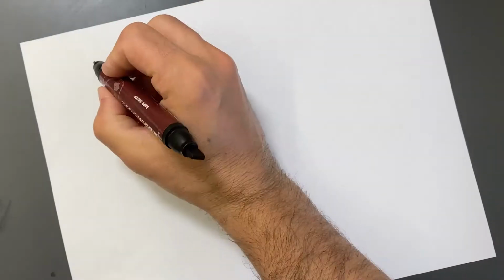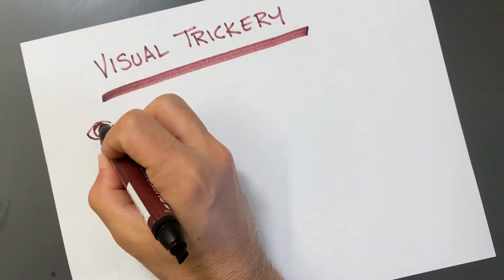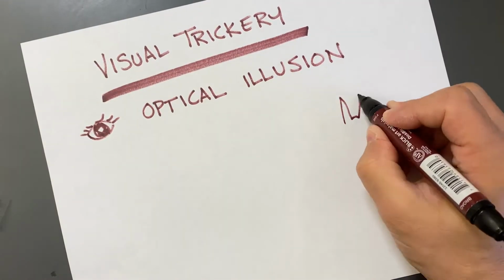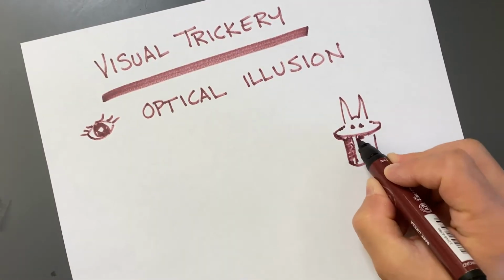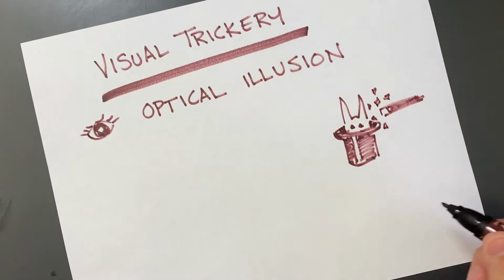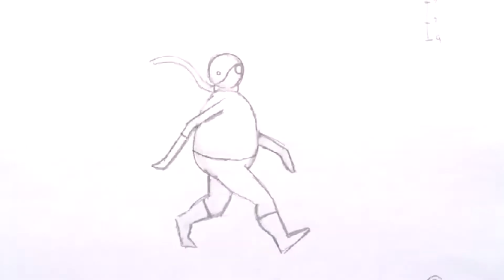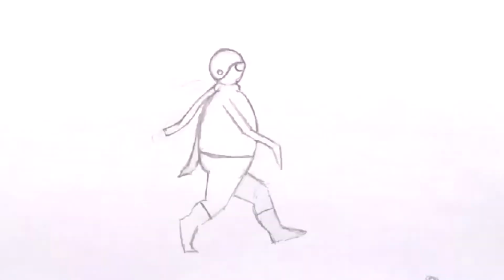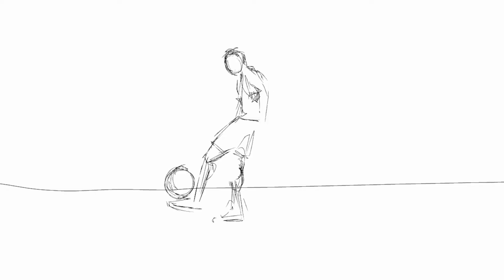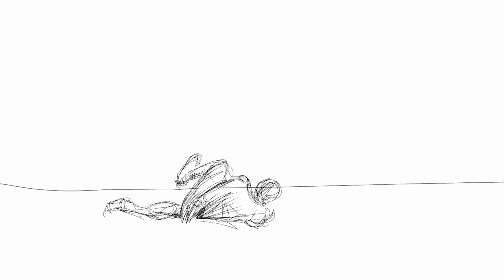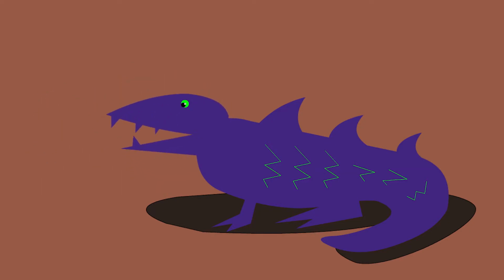Let's begin! What does visual trickery mean? Have you ever heard of an optical illusion? It's like a magic trick with your drawings. In fact, that's what animation is. Animators use many drawings to bring their characters to life. Here are some examples of animation toys that use visual trickery or optical illusions to tell a story.